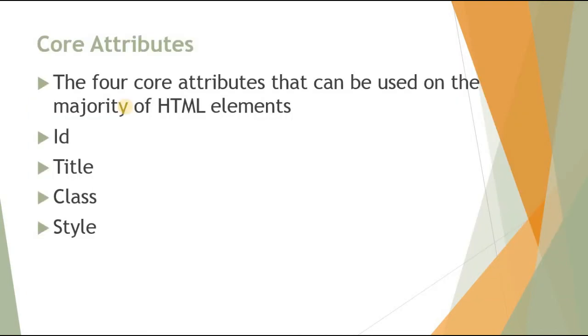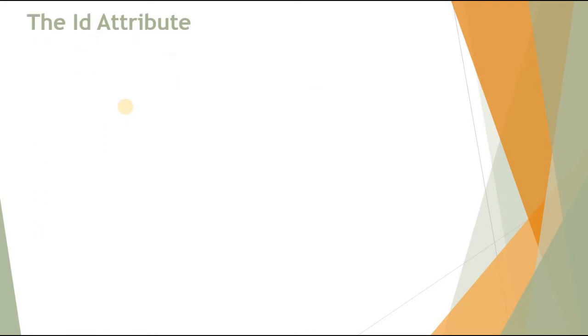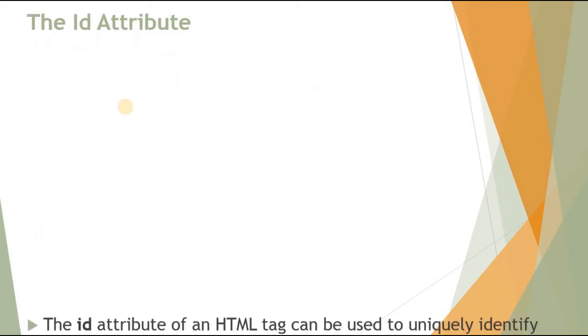Now we will see about the core attributes. There are four core attributes that can be used on the majority of our HTML elements. These are ID, title, class and style. First we will see about the ID attribute.